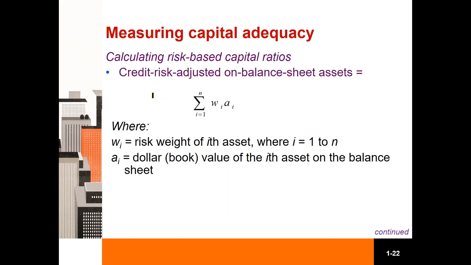Now, once you have those assets estimated and their risk weightings, then we apply this formula for credit risk-adjusted on-balance sheet assets. We simply take the dollar value of each asset on the balance sheet and multiply it by its risk weight, and we sum them up to get the credit risk-adjusted on-balance sheet assets.